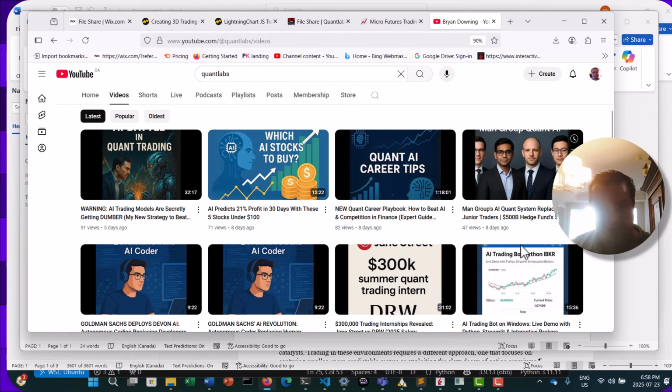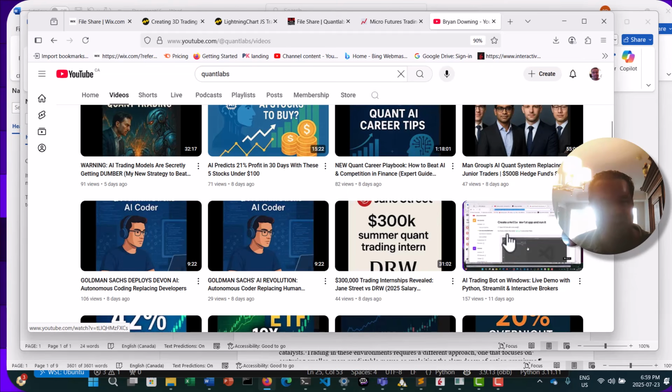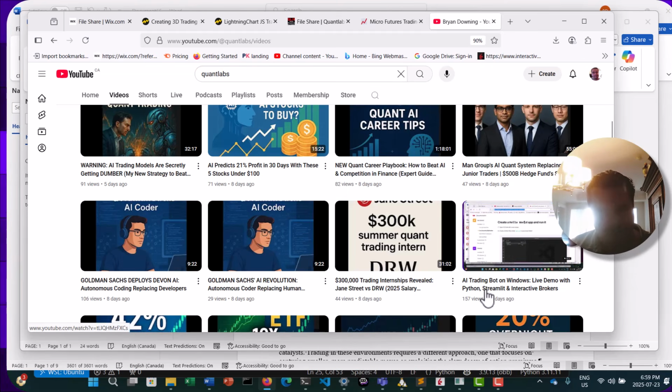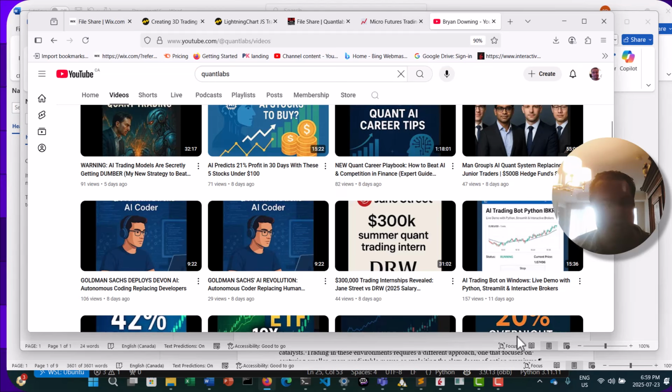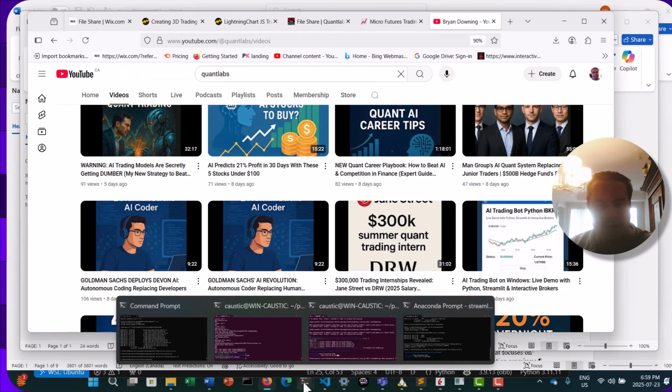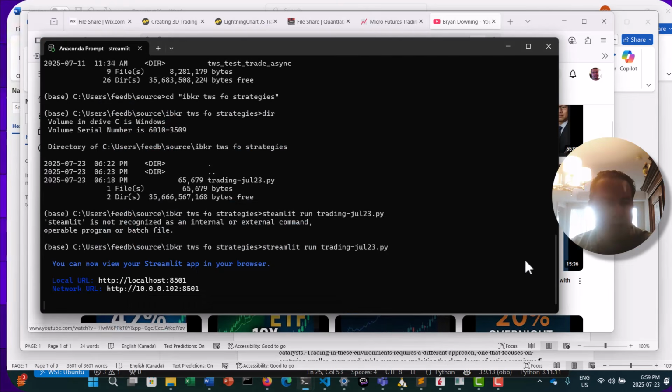Here's the thing: depending upon your setup, I'm on Windows. I've got a tutorial I put up last week on an AI trading bot on Windows, live demo with Python, Streamlit, and Interactive Brokers. If you go through that, it'll walk you through what I'm about to tell you. That video will show you in great detail. Here, we've got an Anaconda Navigator that I had to install. I've also got, as part of that, an Anaconda command prompt.